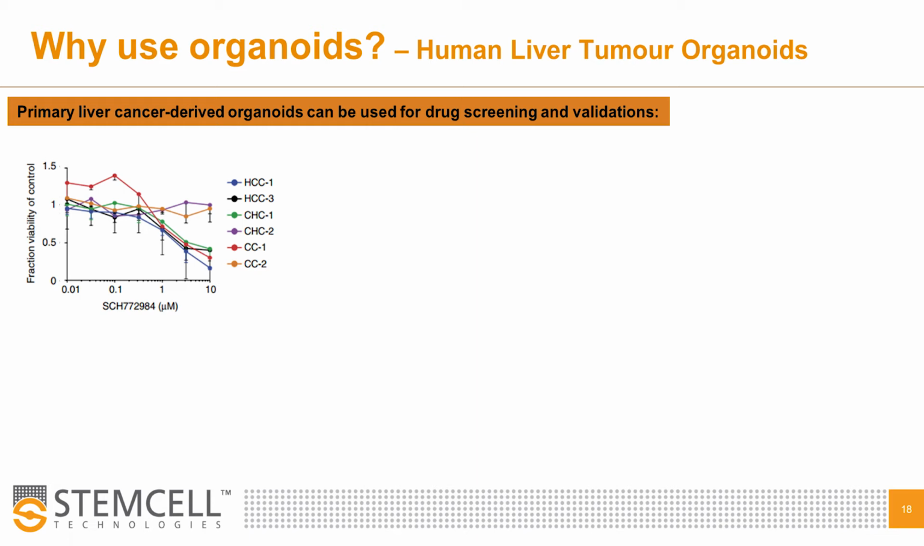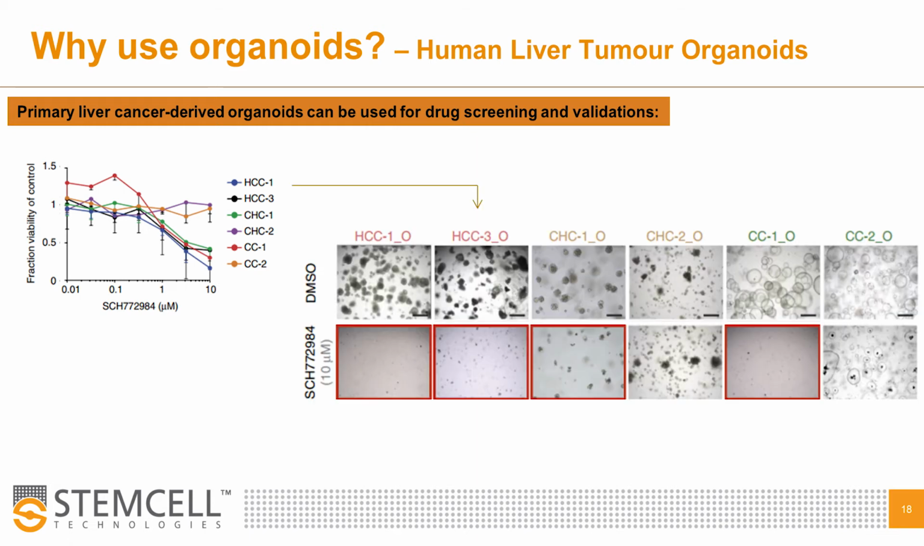The tumoroids were treated with a dilution series of each compound, and I'm showing here the example of the ERK inhibitor SCH-772984. In the 10 micromolar range, several tumor lines showed reduced viability. This was also evident in the morphology of the tumoroids treated with this ERK inhibitor. Pictures shown in red boxes indicated no viable cells and therefore sensitivity to the drug, while the non-box pictures showed organoid cultures that were resistant to treatment.